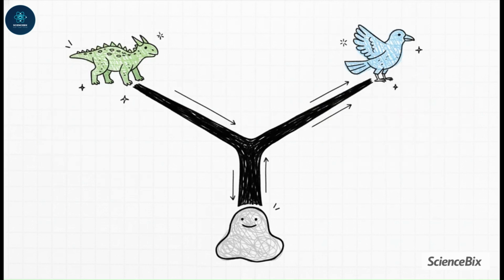Now contrast that with cladogenesis. This is evolution with branches, and it's probably what you picture when you think of a classic evolutionary tree. Here, an ancestral species literally splits into two or more distinct lineages. This branching process is the whole engine behind biological diversity, taking one starting point and fanning it out into entirely new, distinct paths of life.